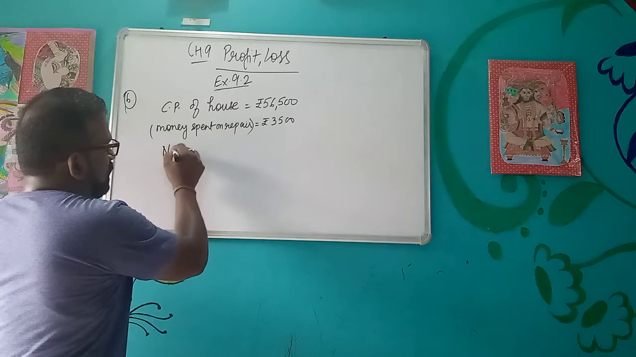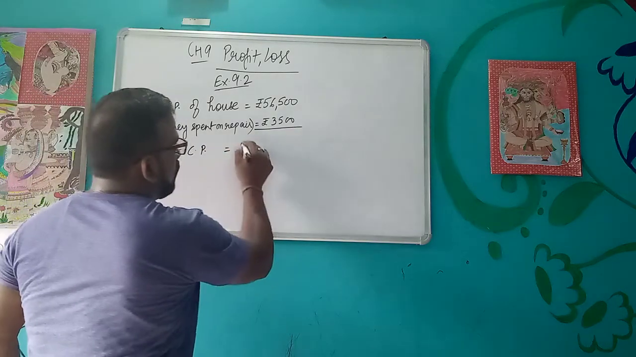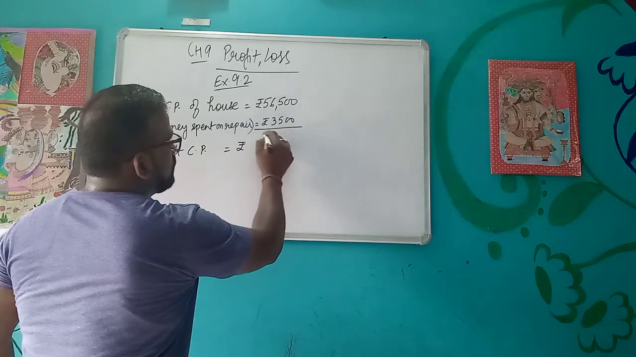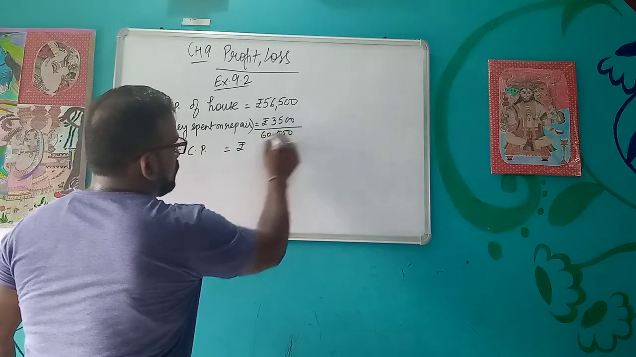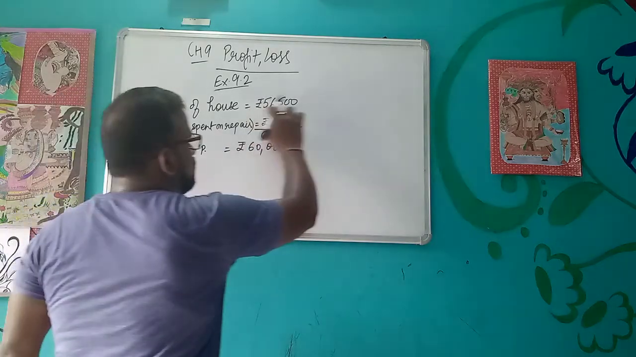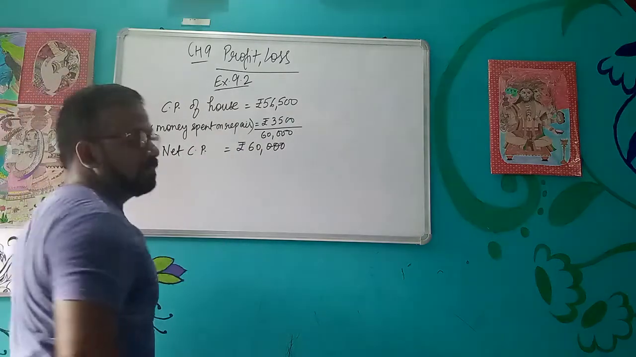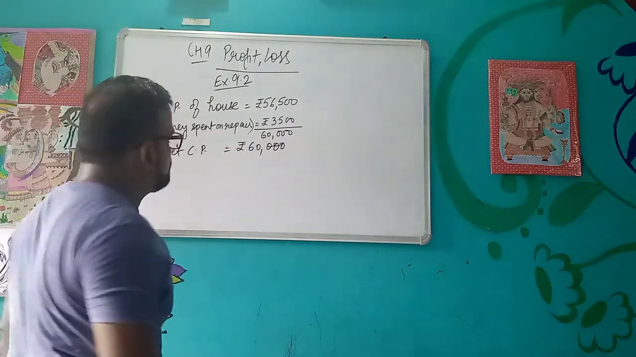So we will calculate net CP. So you will add it. What you will get? Rupees 60,000. So this will be our net CP. Okay, we will not take CP as 56,500. We will add the overhead cost which is spent on the repair of the house also.